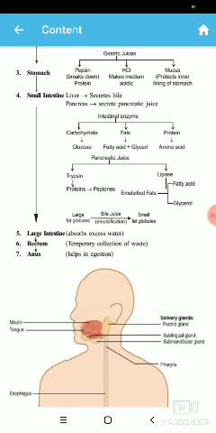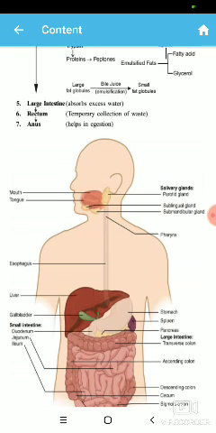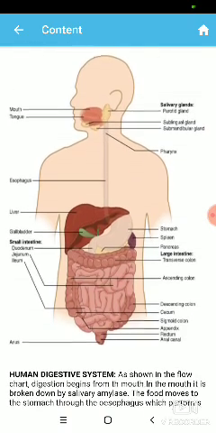Then the food goes into the large intestine, which absorbs excess water from it. Then it goes into the rectum, a temporary collection of waste, and with the help of the anus we throw it out from the body.